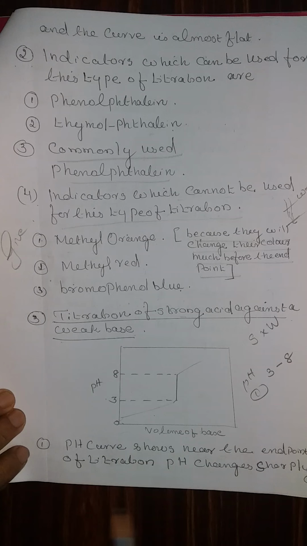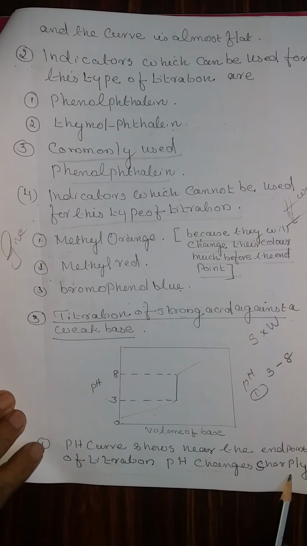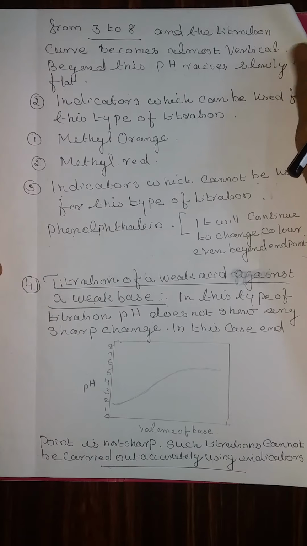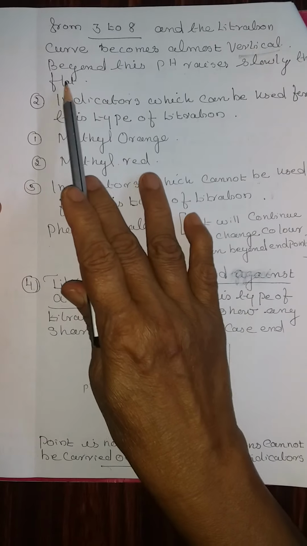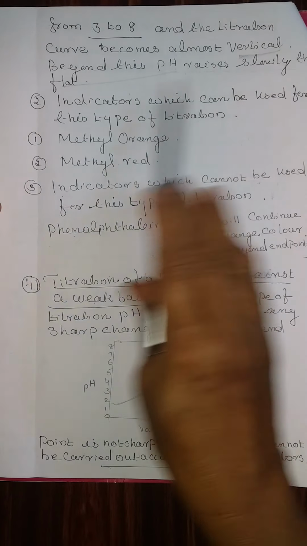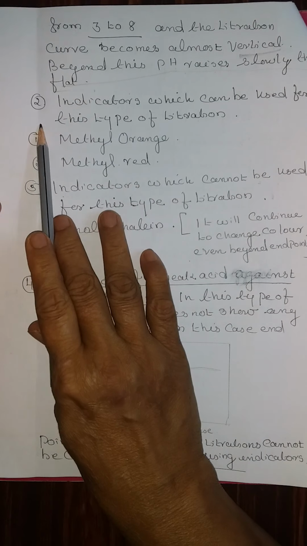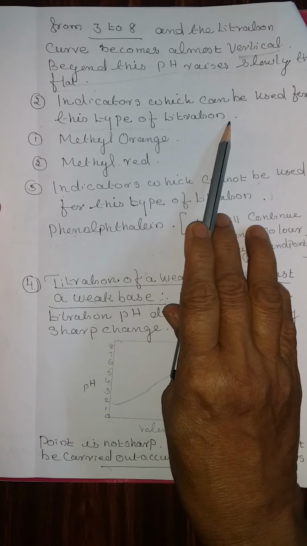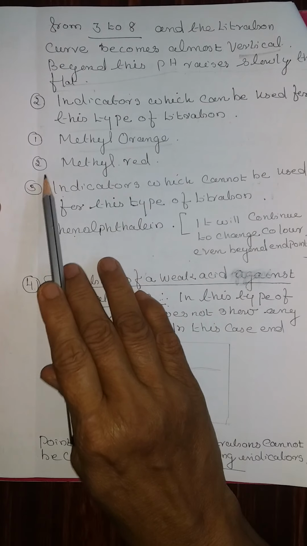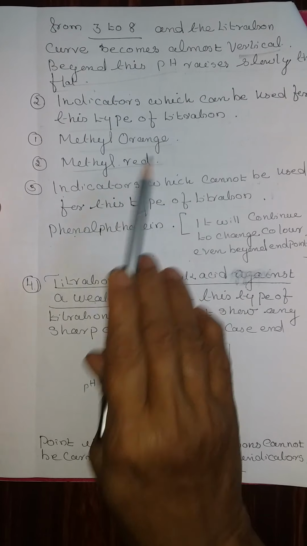First point: the pH curve shows that near the end point of the titration, the pH changes sharply from 3 to 8 and the titration curve becomes almost vertical. Beyond this, the pH curve rises slowly and is flat. 2. Indicators which can be used for this type of titration: 1. Methyl orange. 2. Methyl red.